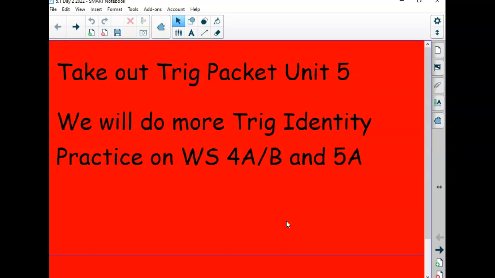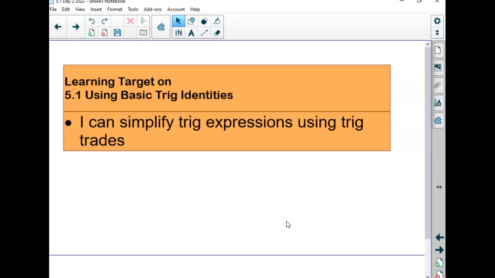All right, so we're going to work on some more trig identity stuff today. I have down that we're starting on 4A. Our learning target is just to simplify trig expressions using trig identities.